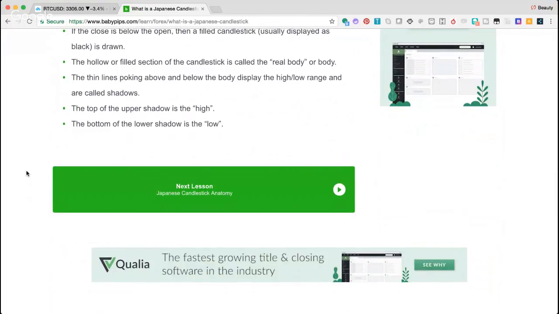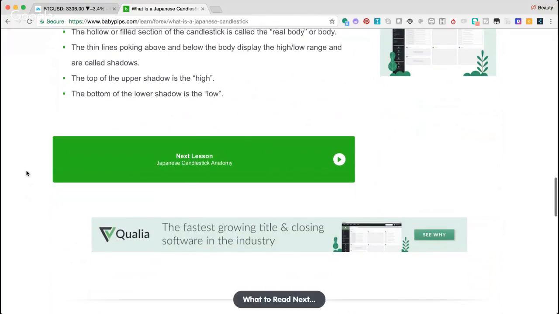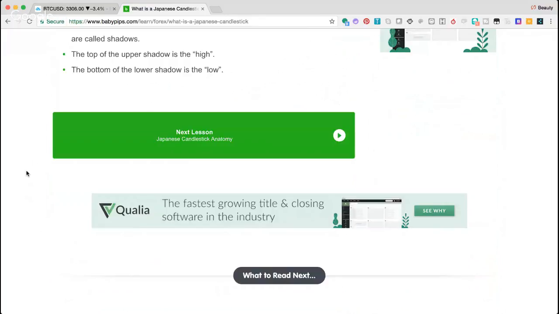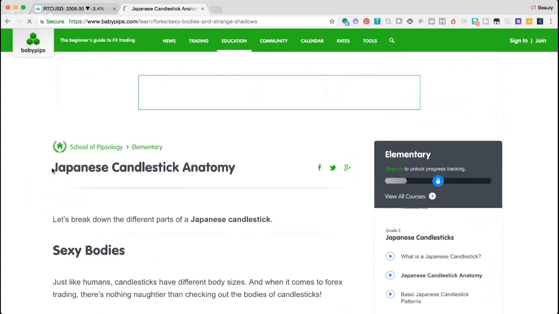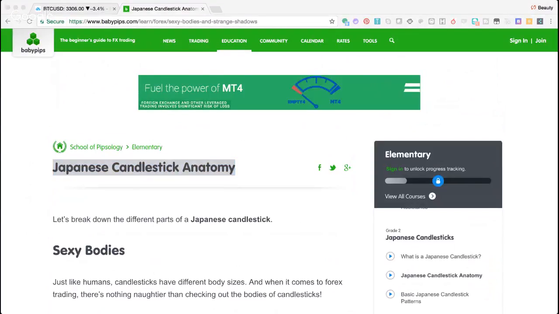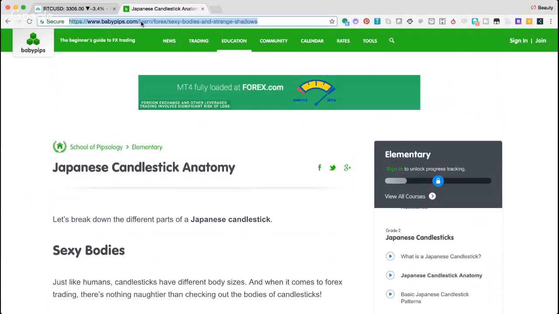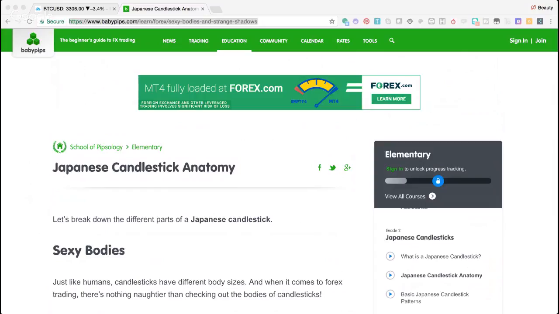Next lesson, Japanese candlestick anatomy. And here we go. All right, we'll grab the header and we'll put it over in our chat box. And from there, we will grab the URL and try and make this really easy. It's getting a little faster too.